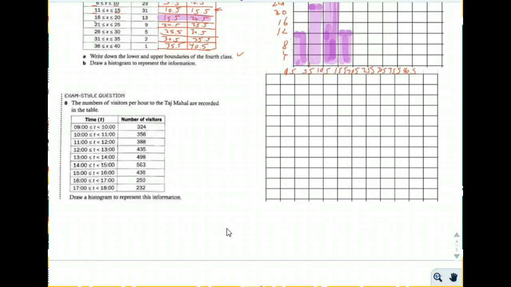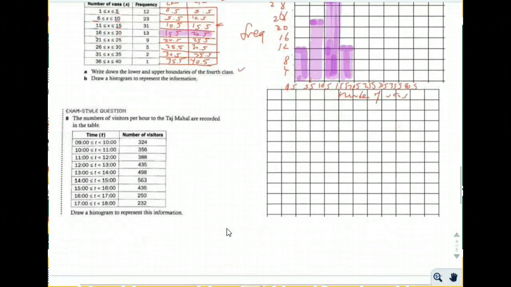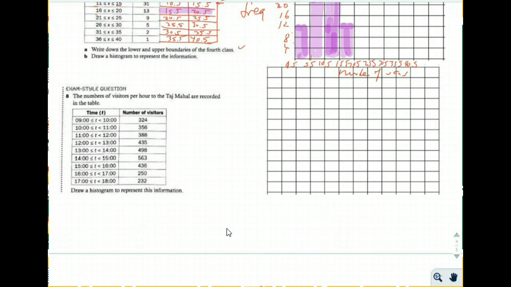Okay, number 8, the number of visitors per hour to the Taj Mahal are recorded. Oh, by the way, I forgot to label these. Sorry about that. This is the frequency, and this would be labeled number of vans. Number of visitors per hour to the Taj Mahal are recorded in the table.